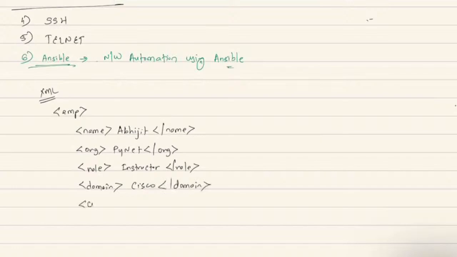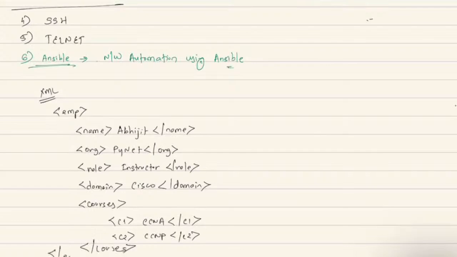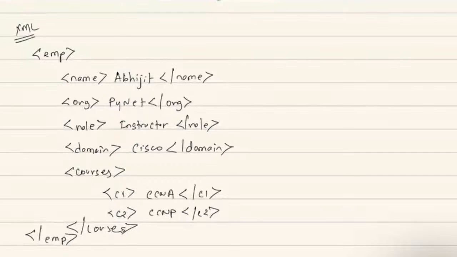Right? And I can also specify courses, and inside courses I can create more children. So I can say course 1 is CCNA, and I can close my C1. Then I can create C2 and say CCNP, and then close that C2, and then close my courses, and I can close my employee in this way. So this is how data can be written into XML.